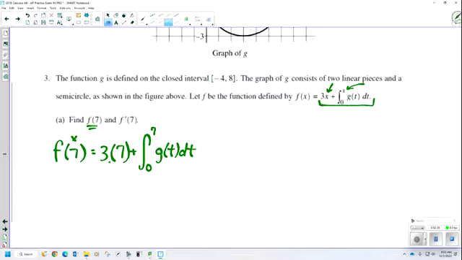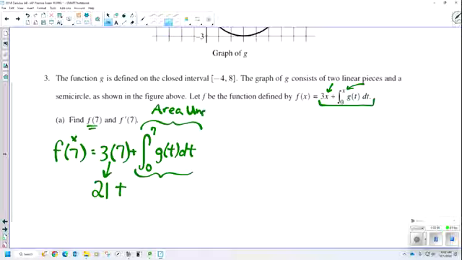Now, this part's easy. It's 21. See, I told you without the calculator, the math is going to be easy. This second part, however, I do not have an equation for g of t that I'm going to add to 21. But I should know that an integral is the same thing as area under the curve. It's the area under the curve from my lower bound 0 to my upper bound 7.